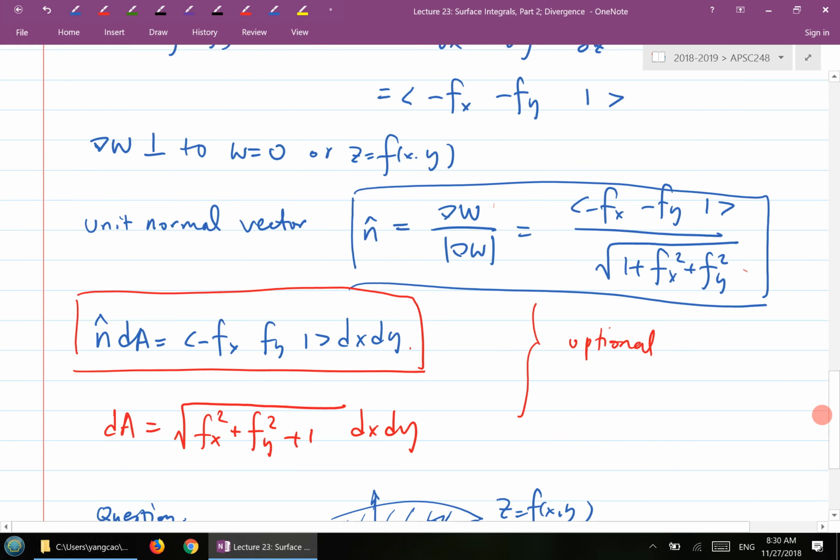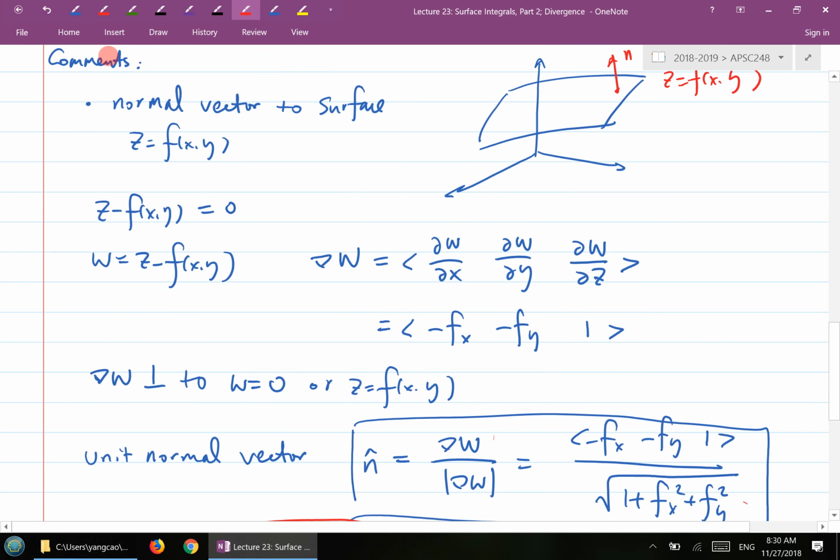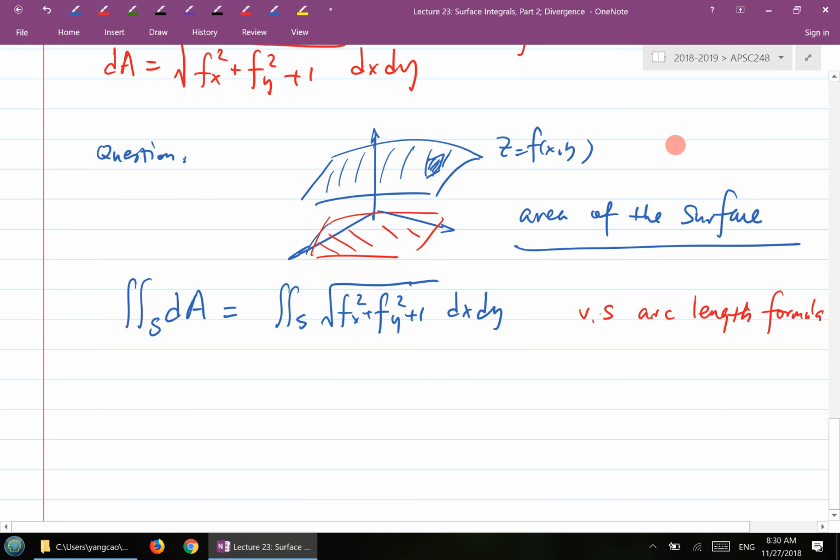Again, as I mentioned, this comment has nothing to do with the computation of surface integral. You don't have to know this in order to carry out the computation of surface integral for an explicit surface. It's simply for interest, like what n hat is, what the dA will be, and then extended knowledge in terms of calculating the area of the surface.